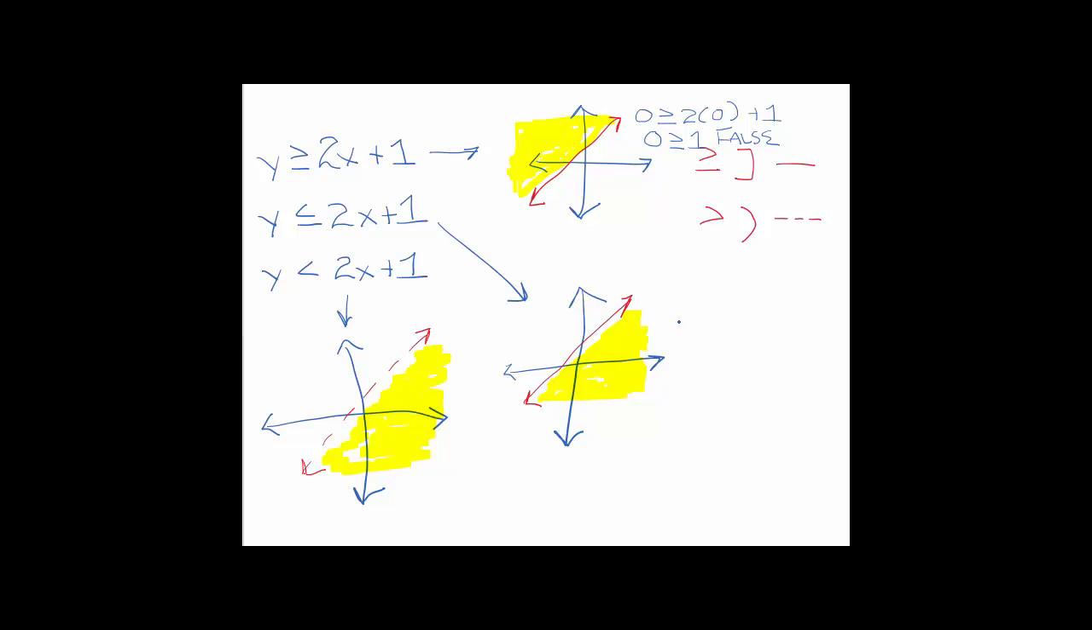If I plug 0 in down here, I get 0 is less than or equal to 2x plus 1. Substitute x for 0, and I get 0 is less than 1. That's true. So that should be shaded on my graph, and you can see it is. And then the same thing would be true down here.